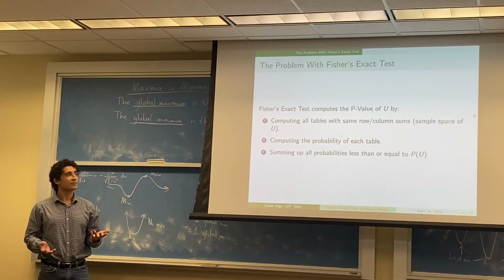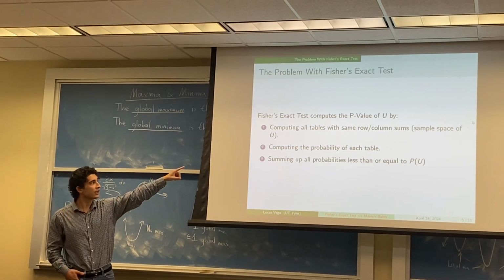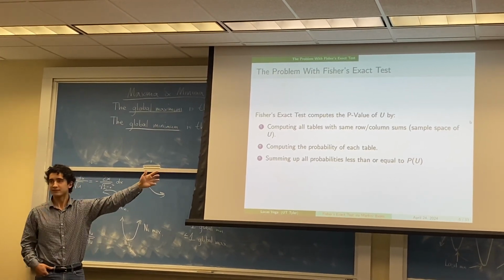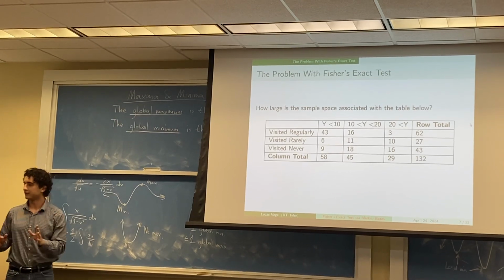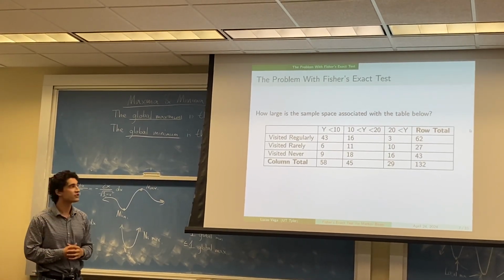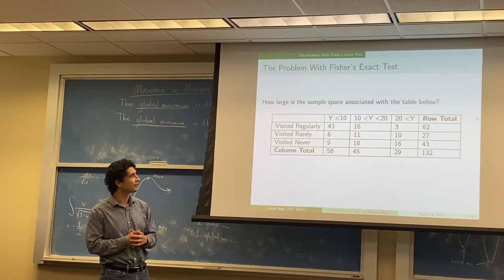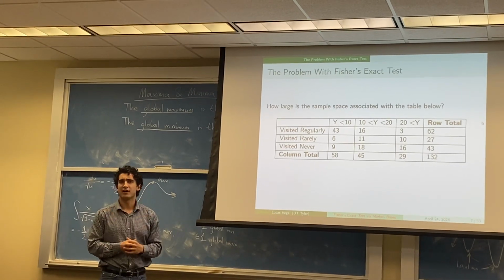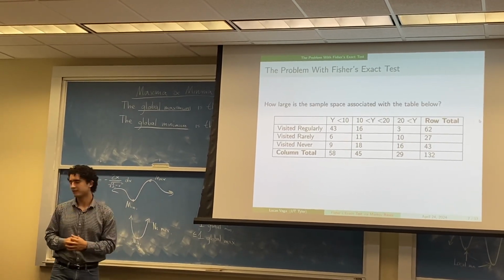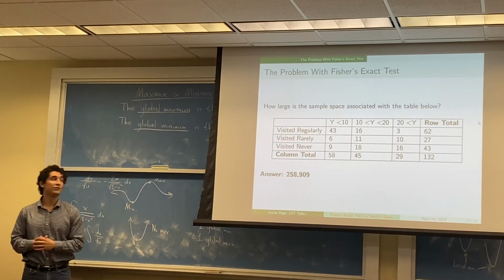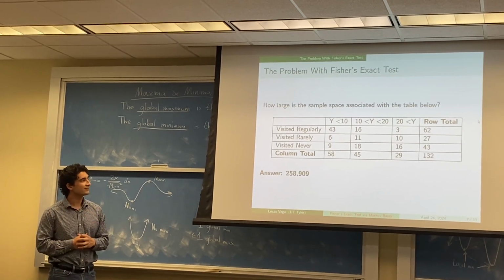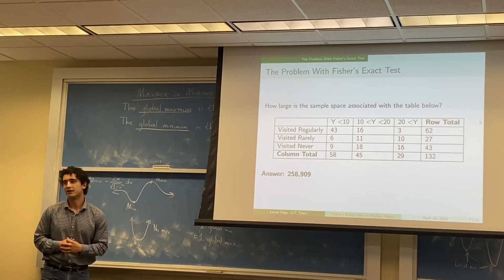But therein lies the problem. We have to compute all tables with the same row and column sums. Here's a contingency table, not from a large sample, only 132 people. How many tables with the same row and column sums do you think are in the sample space? The answer is 258,000. And this is a small table.